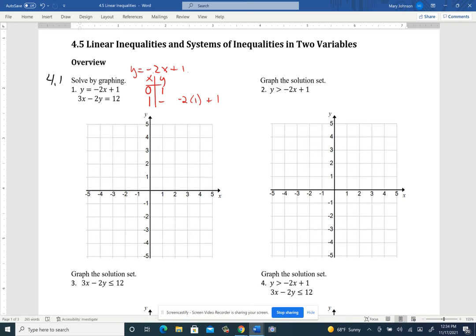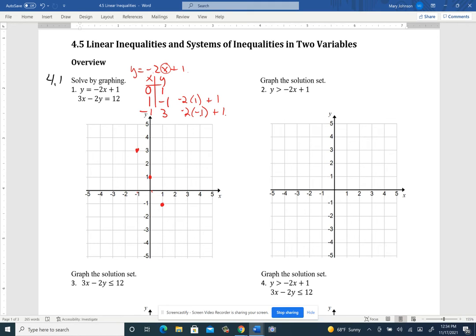Anyway, negative 2 times 1 would be negative 2, plus 1 would be negative 1. If I put a negative 1 in, I'd have negative 2 times negative 1. See, I'm plugging it in for the x. Negative 2 times negative 1 would be positive 2 plus 1 would be 3. So negative 1, 3, 0, 1, 1, negative 1.